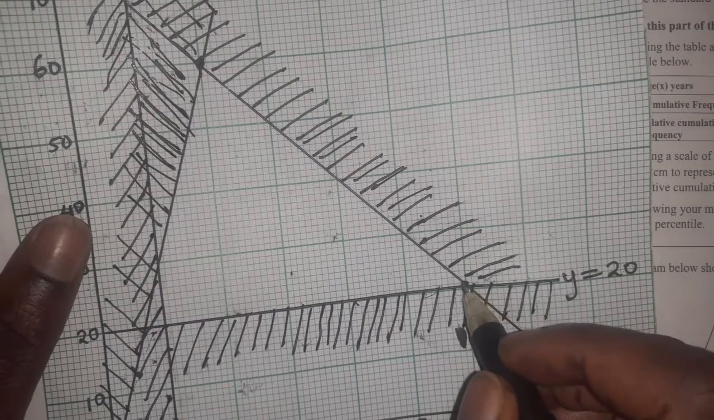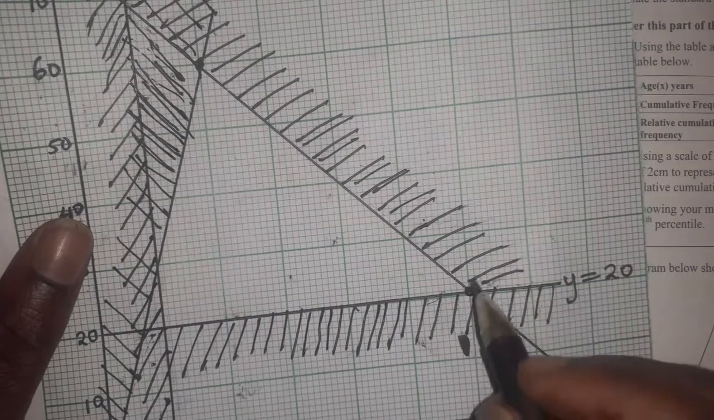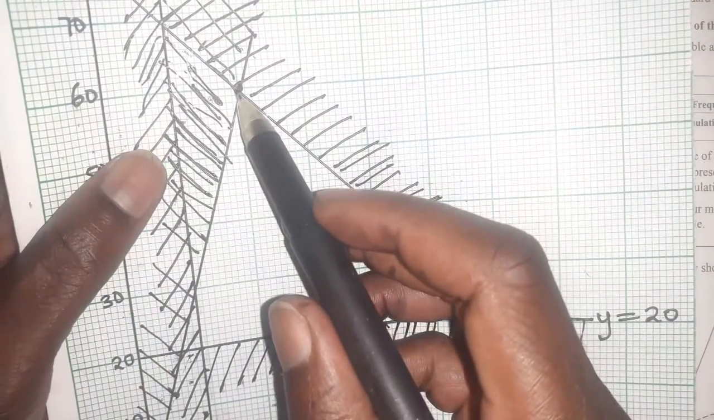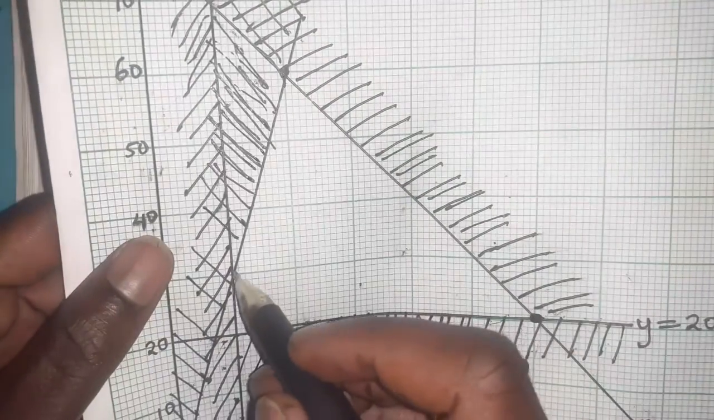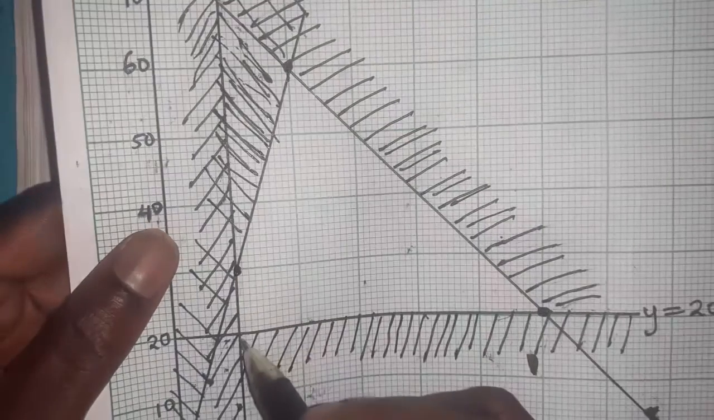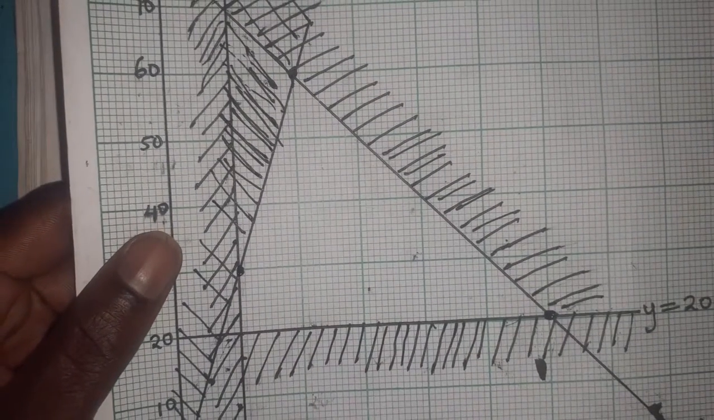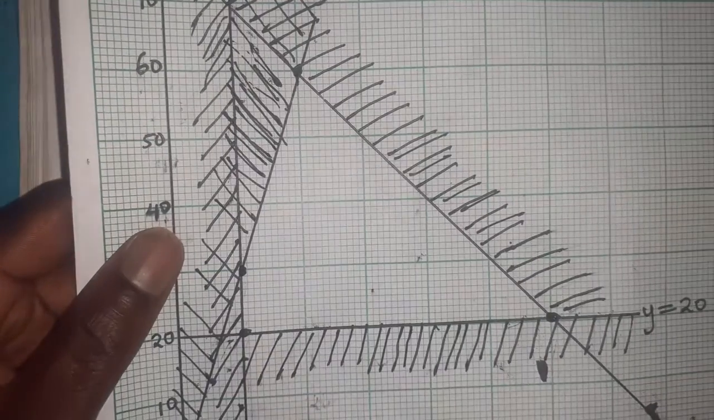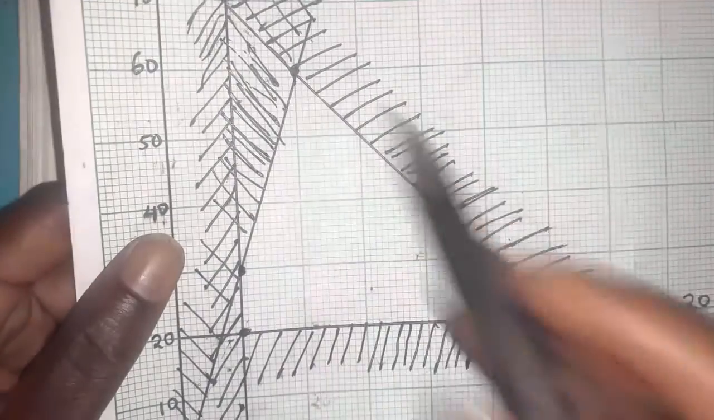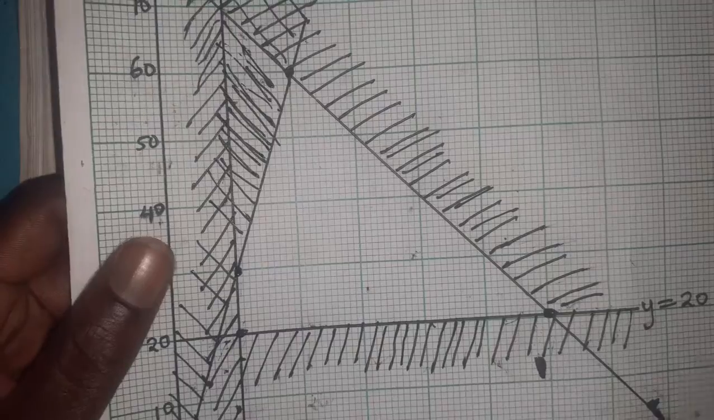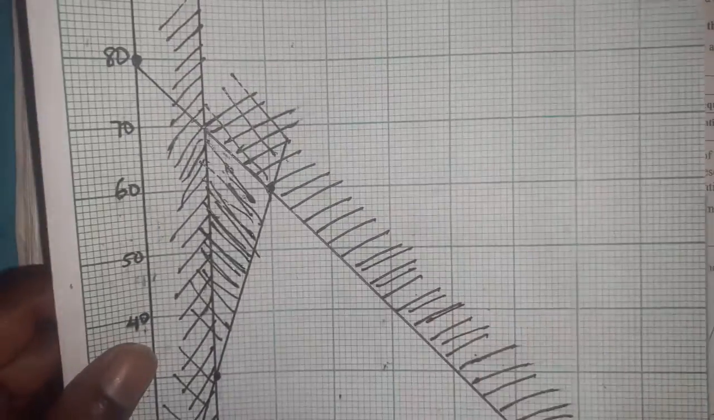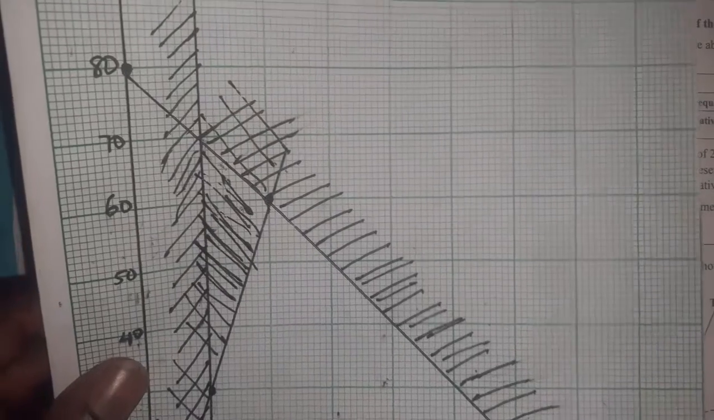I'm able to see this point. Then there's also this point here. Then there's also another point here, which is this one, and this one. We have 1, 2, 3, 4 points. So now what we are supposed to do is to pick the coordinates of these points. Are we together? That is what we are supposed to do.